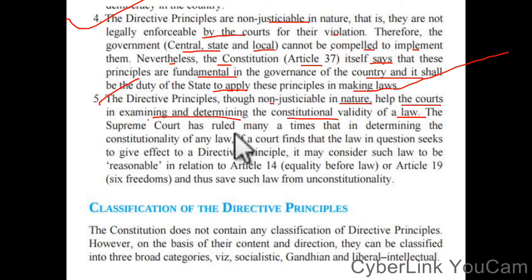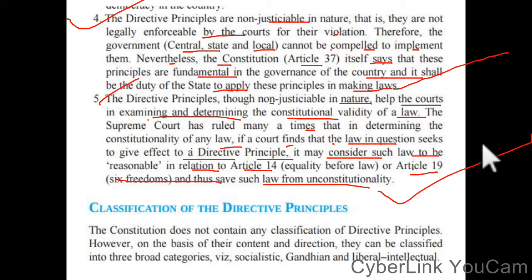The Supreme Court has ruled many times that in determining the constitutionality of any law, if a court finds that the law in question seeks to give effect to a Directive Principle, it may consider such a law to be reasonable in relation to Article 14 or Article 19, the six freedoms, and thus save such a law from unconstitutionality.